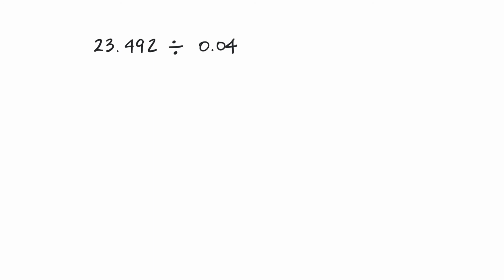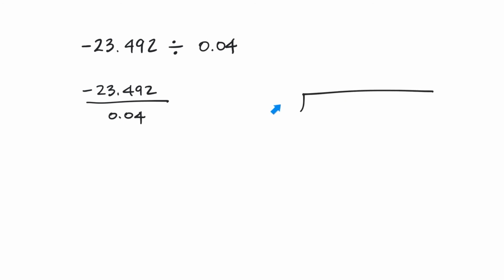Okay, so we'll do some division now, and let's make this one negative. I stole this one right out of the book. When you're dividing, if you want to, you can rewrite it as a fraction, because it helps you remember which number goes where when you do the long division. The easiest way is to write it as a fraction like this, because this is negative 23.492 divided by 0.04, so that's the same as this. The top number is going to fall into this box here. That's how I always remember it.